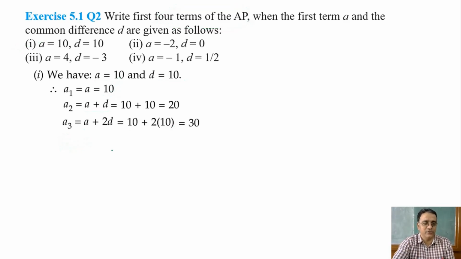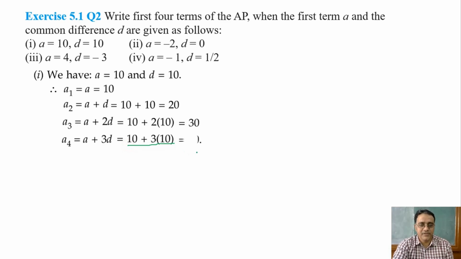Okay, now A4 you can write as A plus 3D as well as A3 plus D. Okay, so A plus 3 into 10. So what you are getting? 40. वही अगर A3 में अगर हम लोग D ऐड करेंगे, that is 30 plus 10, then also we are getting 40. So first 4 terms are over.